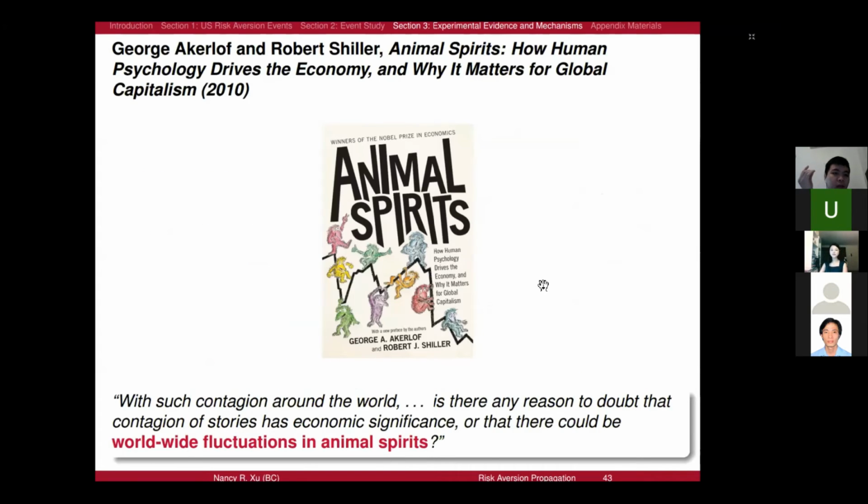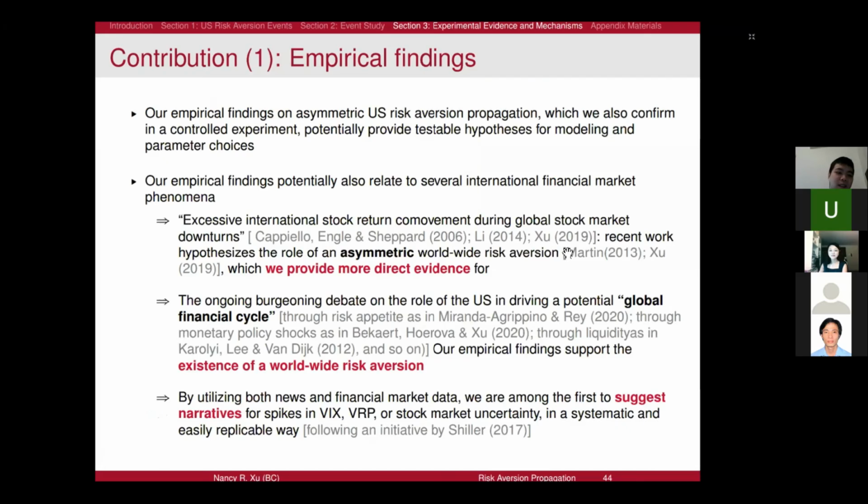I want to close this presentation with this book, right? Animal Spirits: How Human Psychology Drives the Economy and Why It Matters for Global Capitalism. Shiller had this idea, and they wrote in the paper that there is such a contagion in the world, or there could be worldwide fluctuations in animal spirits. In our paper, we're capturing this co-moving animal spirits through co-moving risk aversion, and it turns out emotion has a big impact, right?